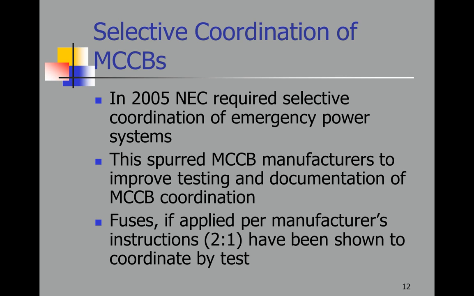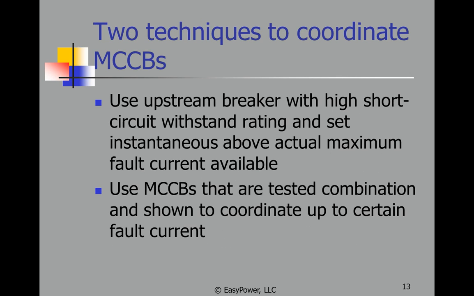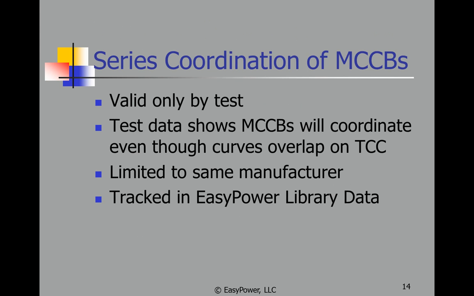Really, with multi-case breakers, there are two main techniques. If you can set the upstream breaker's instantaneous above the actual maximum fault current, then it will never trip on instantaneous, right? The other option is to use multi-case circuit breakers that are tested combinations and are shown by test to coordinate up to a certain fault current.